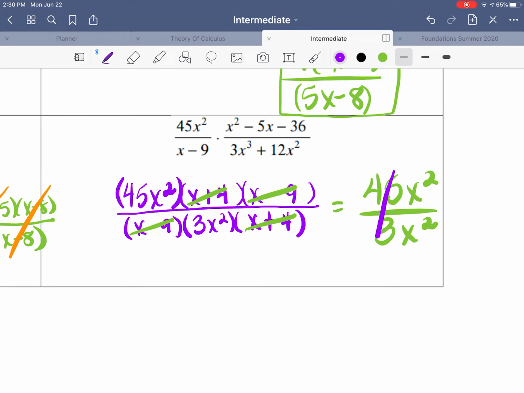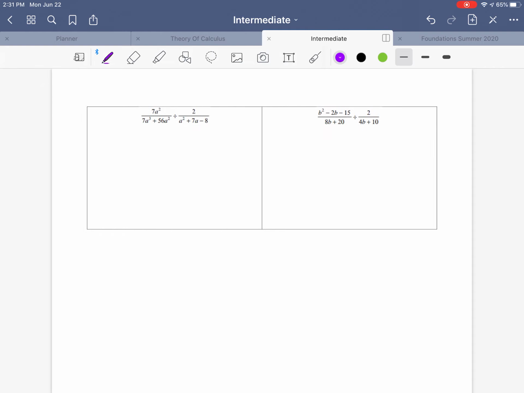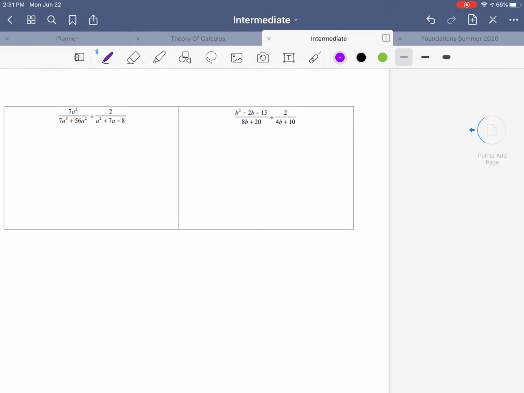So 45 divided by 3 is 15, and then we have an x squared and an x squared. And so we are just left with 15, which is so crazy. I think it's so interesting in mathematics how you can start with that and end with that. Very cool. Math is cool.